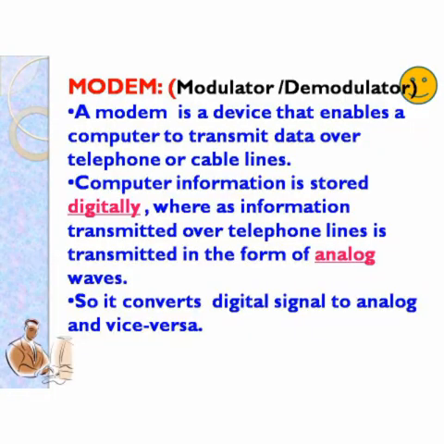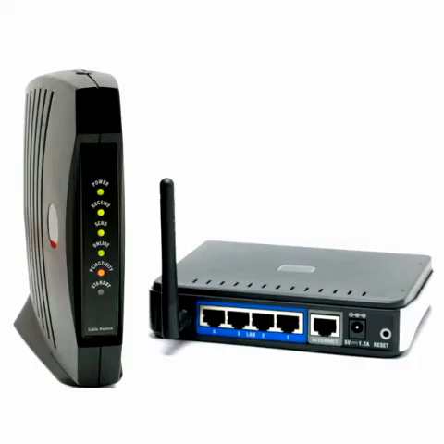Okay, next we'll discuss modem. The full form is modulator, demodulator. A modem is a device that enables a computer to transmit data over telephone or cable lines. Computer information is stored digitally, whereas information transmitted over telephone lines is transmitted in the form of analog waves. So the modem converts digital signal to analog signal and vice versa. Understand? So this is the picture of a modem.